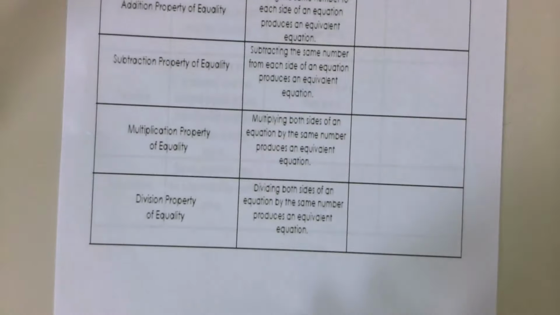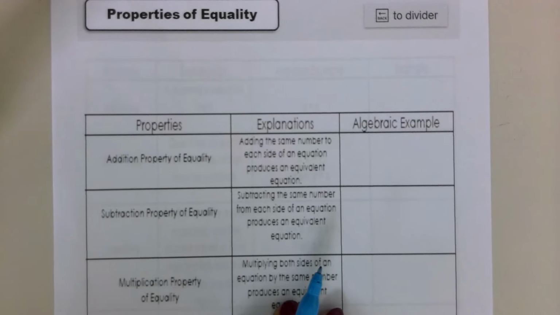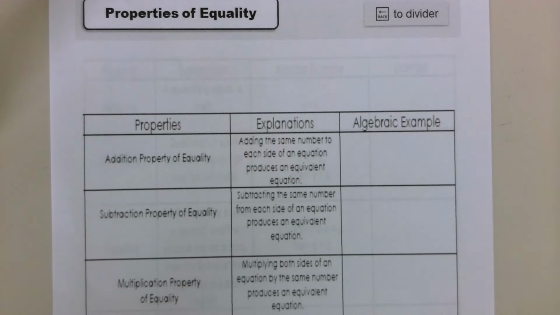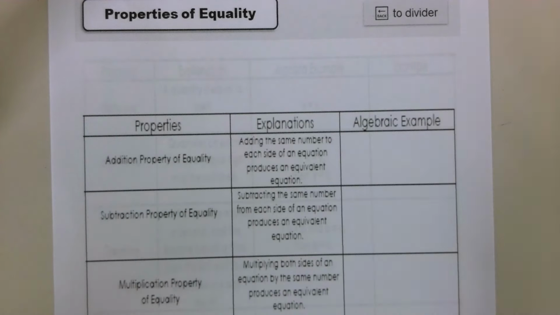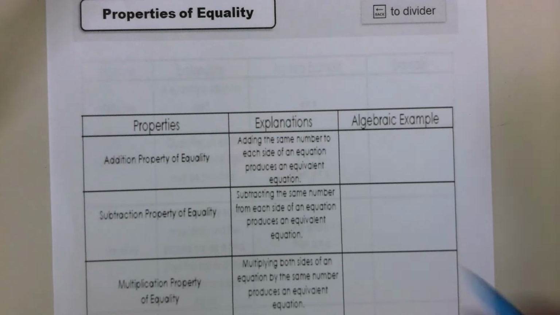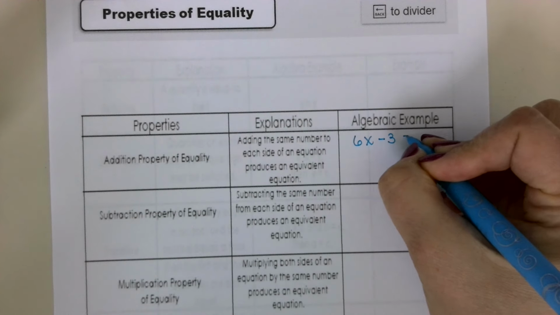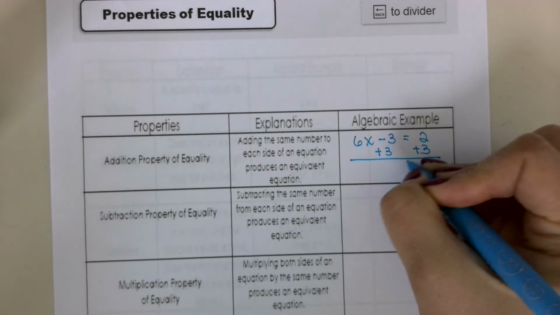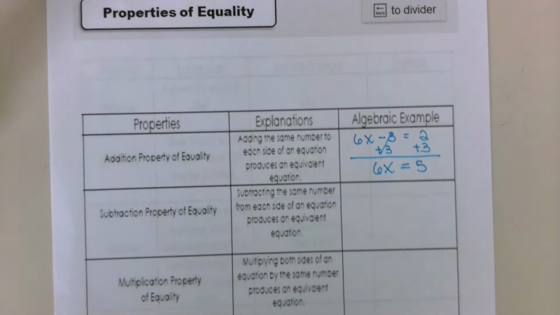I'm going to just go to slide 10 here. We're just going to talk about these properties of equality. And really what the properties of equality are helping me do is keeping those equations balanced. What you do to one side, you have to do to the other. So if I add the same number to each side of an equation, it will remain equal. So if I have 6x minus 3 equals 2, if I add 3 to both sides, the equation will still be equal. That is the addition property of equality.